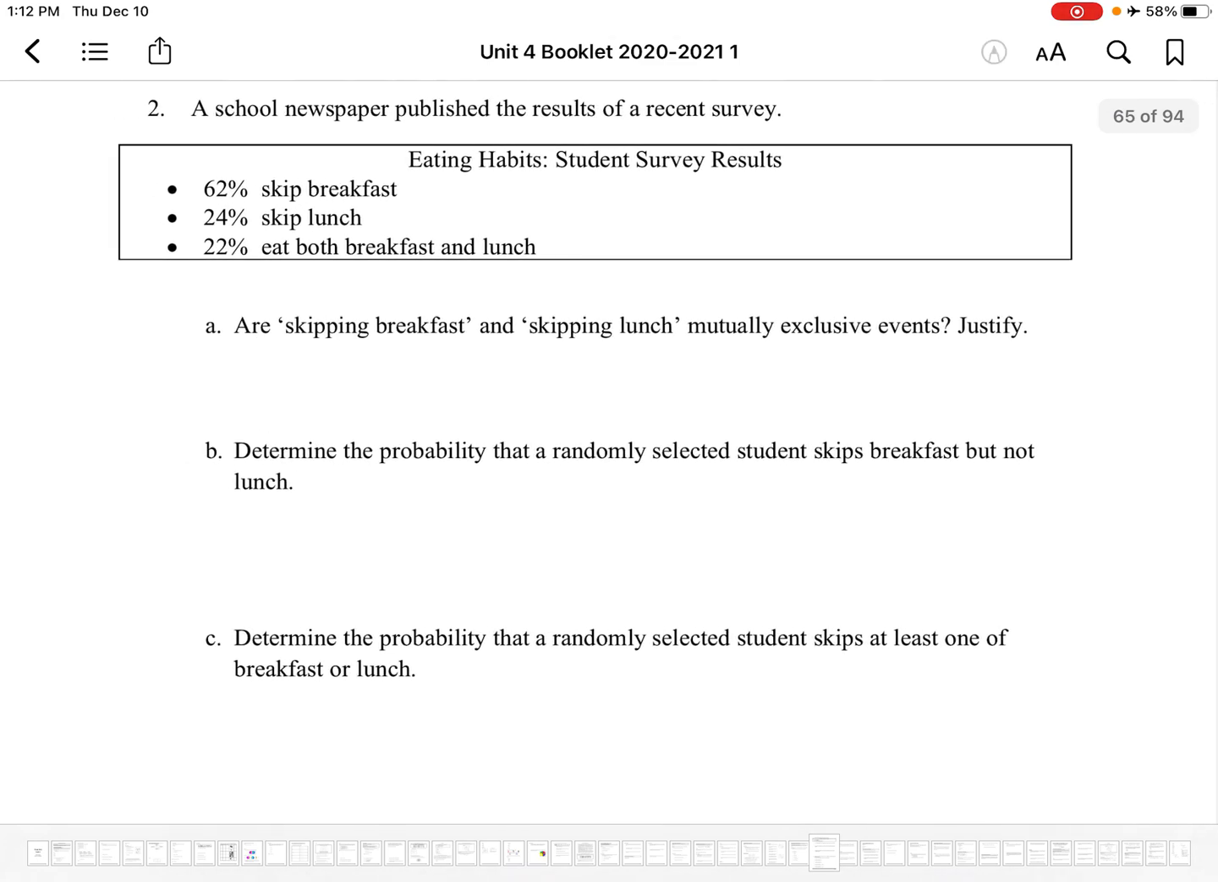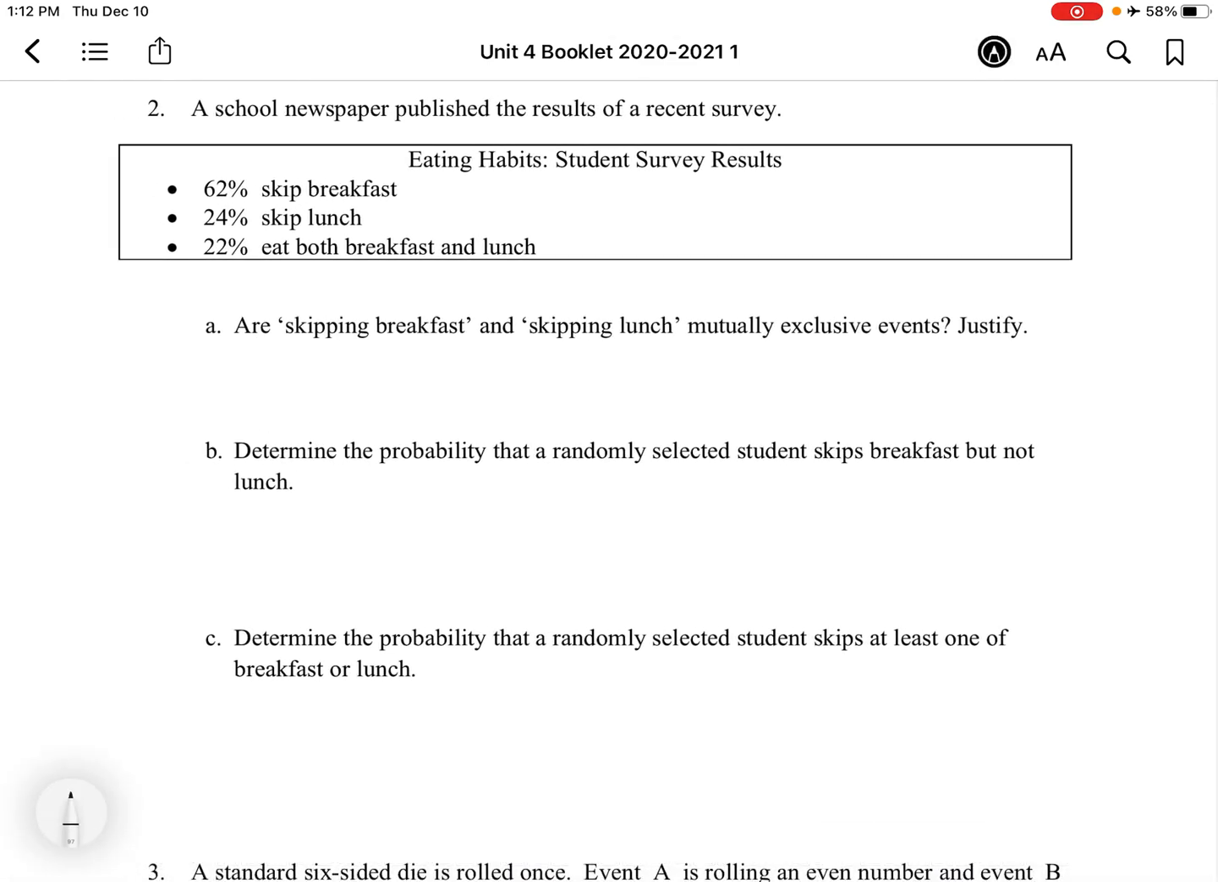Okay. A school newspaper published the results of a recent survey. This is about the eating habits of students. 62% skip breakfast, 24% skip lunch, and 22% eat both breakfast and lunch. Okay, well, what's tricky about this one, right?